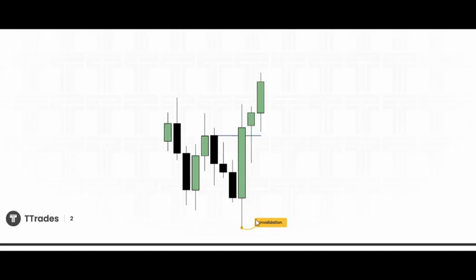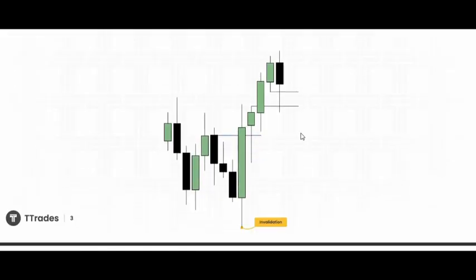Now we have invalidation here, because when the price comes below this area after the change in state of delivery, it means that your setup has been invalidated, and that means that your setup wasn't valid, right? So now this change in state of delivery confirms the reversal.